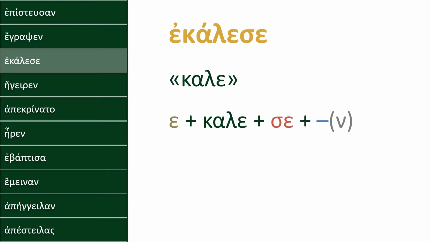There's one minor anomaly here. You might expect the final epsilon of the stem to lengthen to eta when the tense formative sa is added, but it doesn't. The reason it doesn't is that the original stem ended in a digamma. Regardless, you should have no difficulty recognizing the form, as all of the key diagnostics are present.